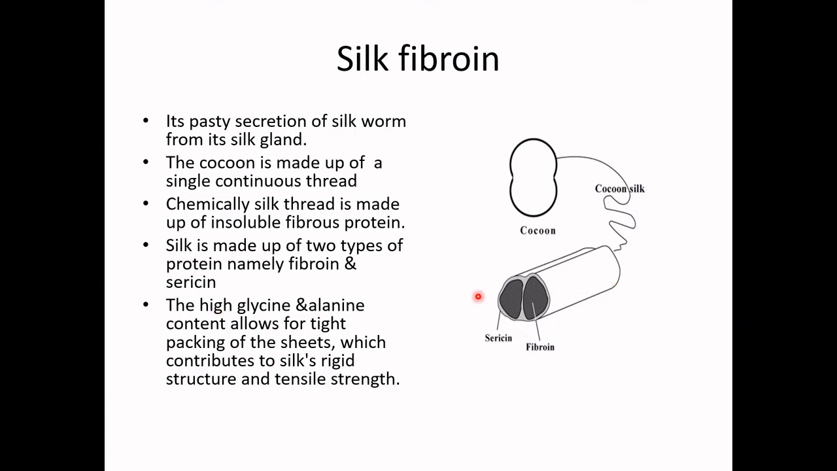And what are the amino acids present in these proteins? There is a high amount of glycine and alanine, which are more present in the fibroin and sericin. Because they are the simplest amino acids, they can be tightly packed.